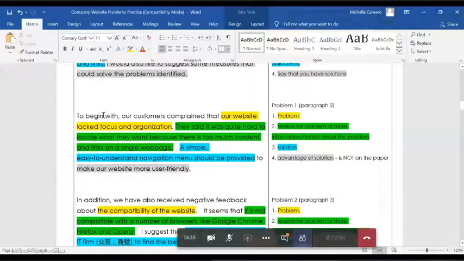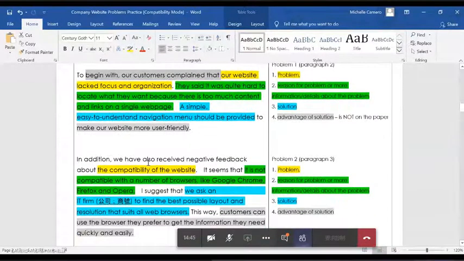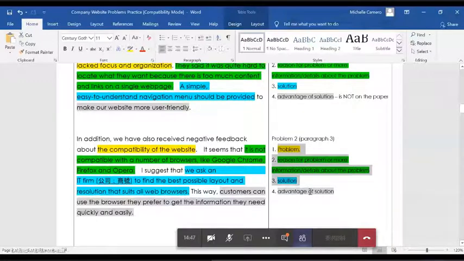Please notice when they introduced the problem, they said, to begin with, our customers complained that. So that's a nice way to start your paragraph if you want. All right, then we follow all 4 steps again for problem 2. All right, so first we say the problem.